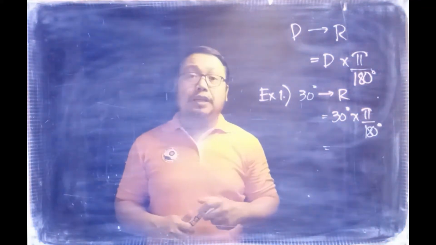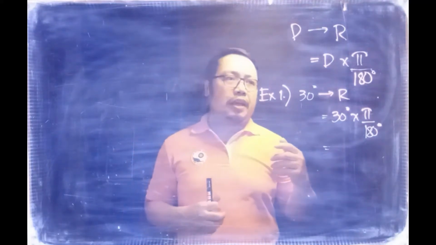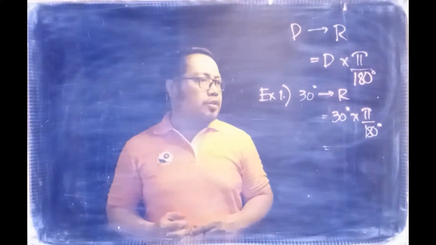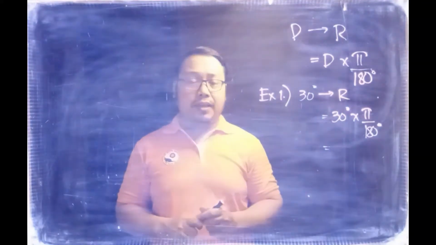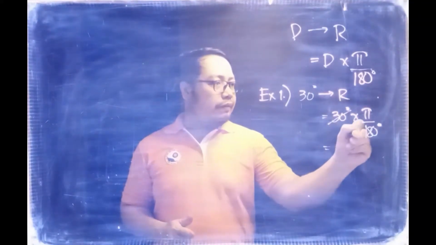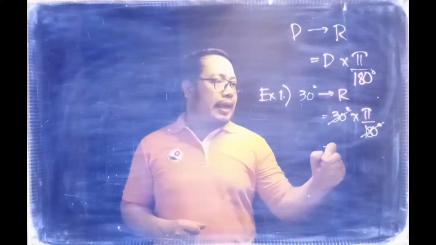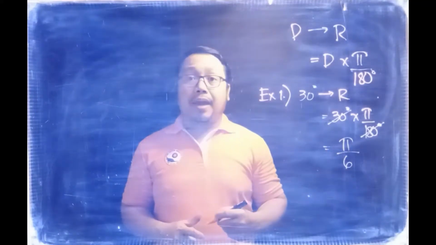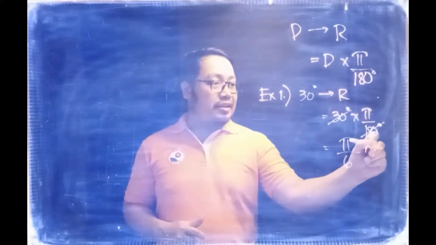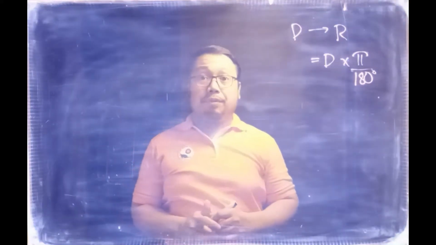In this case, you're given a degree of 30 degrees and find the equivalent radian measure. So that given will be multiplied by pi over 180. 30 and 180, find the GCF, and that is 30. So simplify, that is pi over 6. Pi over 6 radian. And that is your answer. Let's have another example.